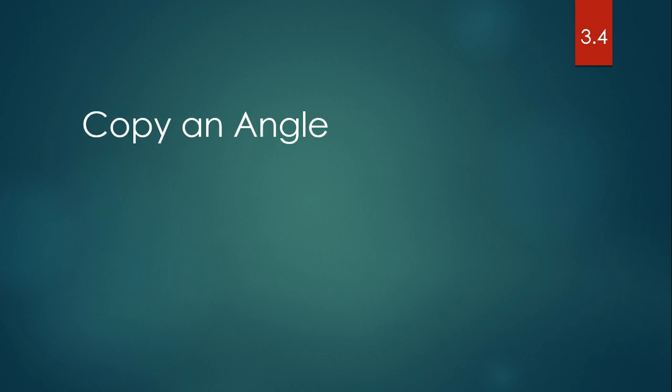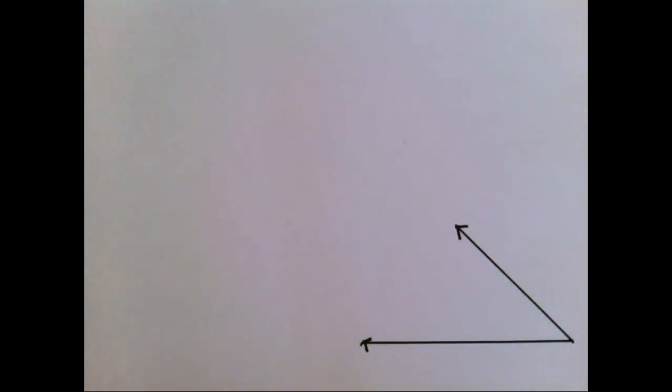So we've got two constructions we're going to look at. First, we're going to learn how to copy an angle, and then we're going to see how we can use that construction to construct similar triangles. Okay, so what we're going to do is construct a copy of this angle. Now remember, the only place you're going to be allowed to put the point of your compass is on points in your construction. So keep that in mind as we're doing this.